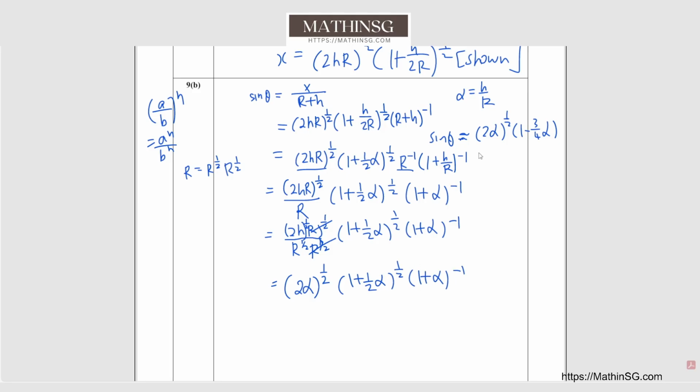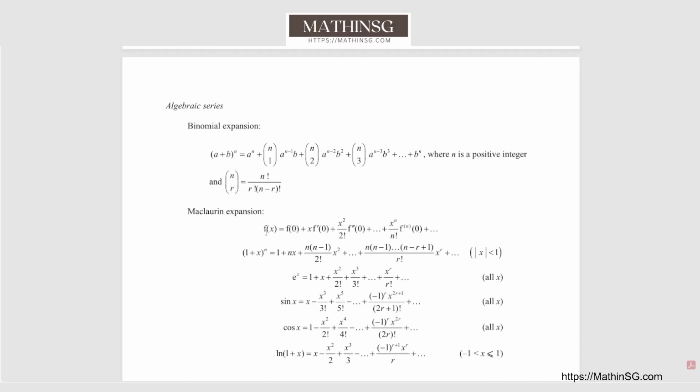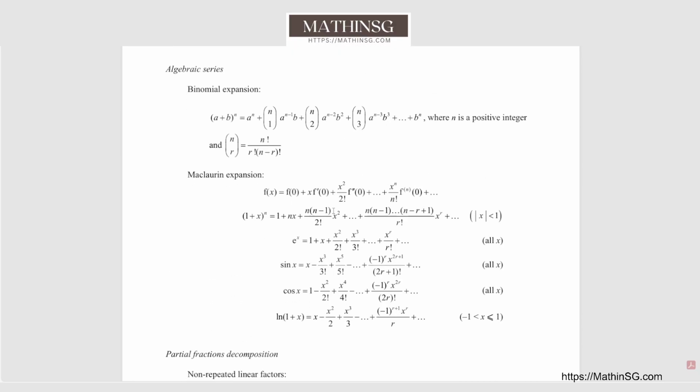Okay, and I know that I already have this portion here. So I need to show that this portion here can be approximated to 1 minus 3/4 alpha. And if you look at this binomial, it is power half. This one here is power minus 1. So we know that based on our formula list, we can do an expansion using this, right?